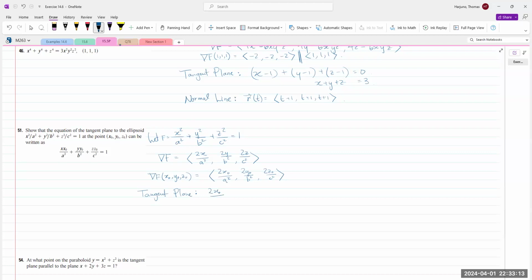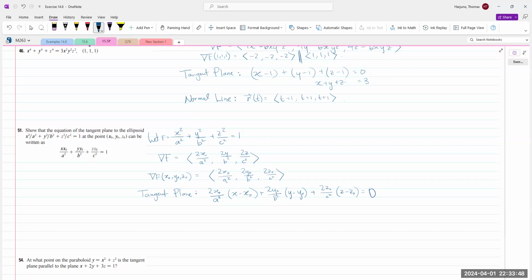2x naught over a squared times x minus x naught, plus 2y naught over b squared times y minus y naught, plus 2z naught over c squared times z minus z naught equals 0. I'm sorry, equals to 0, my bad. And then I notice that all of them have common factor 2, so I would just cancel that, right? Because I divide each term by 2.